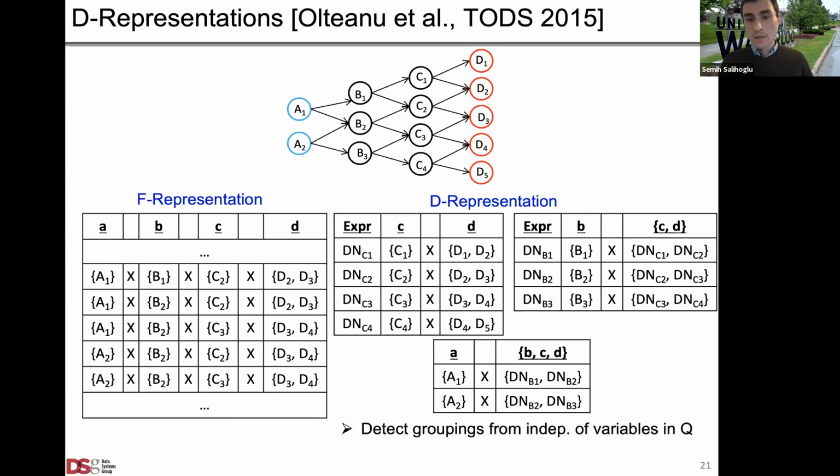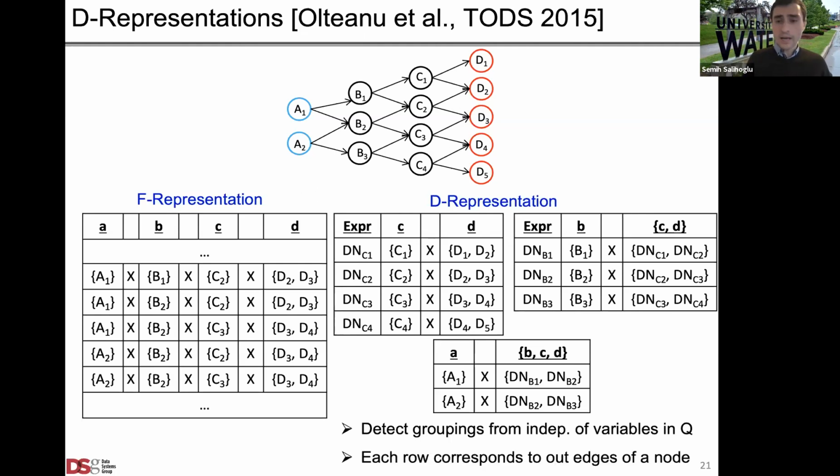Right. So again, just like F representations, it's computationally hard to find good representations for arbitrary relations. But if these relations are outputs of queries, again, you can detect good groupings by analyzing the independence of variables in Q.